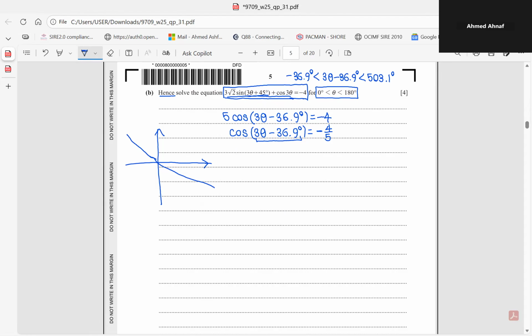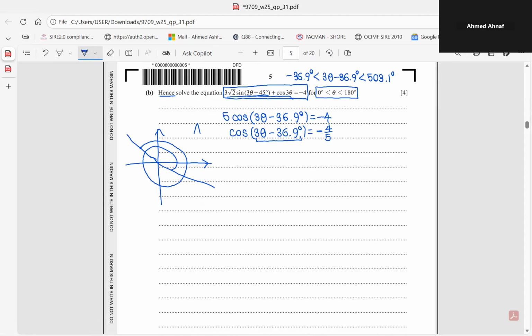So I'm just gonna draw like this. So this is 0, and then you go one whole round. And this is 360, and then beyond 360 we go like an obtuse angle for our final value. So this is our domain for 3 theta minus 36.9 degrees. So as you can see, it covers all 4 quadrants.